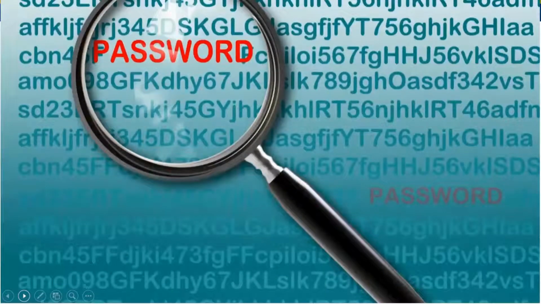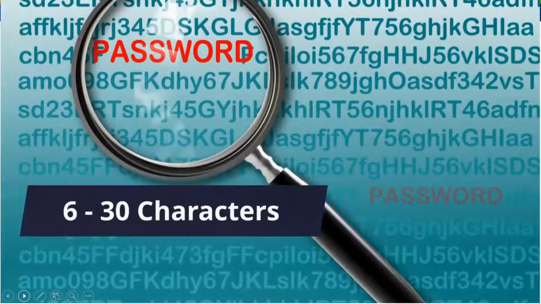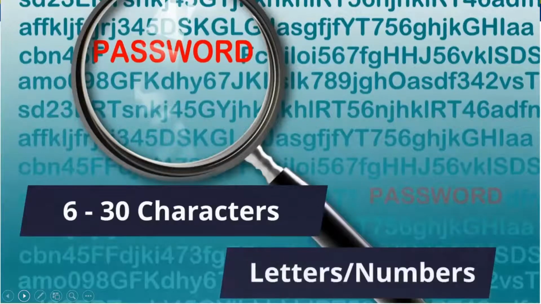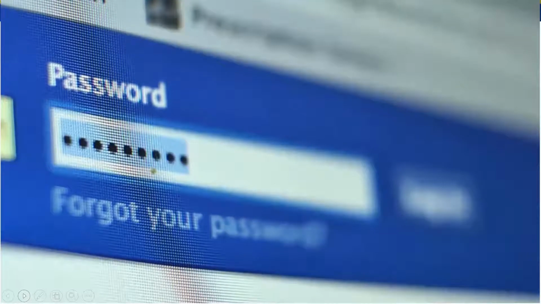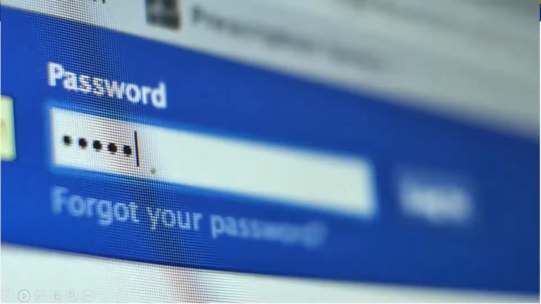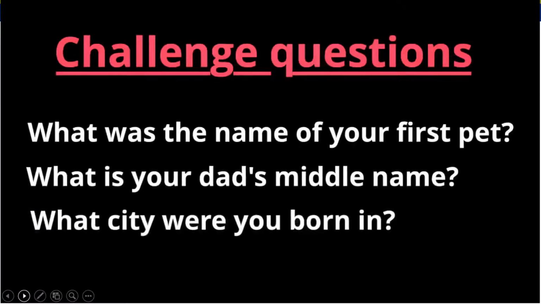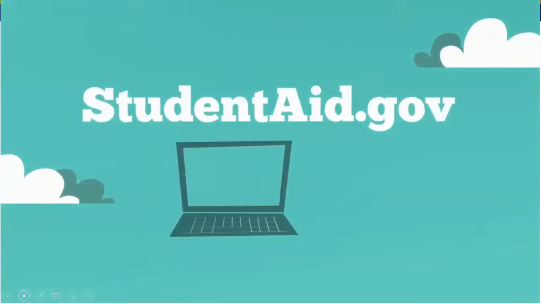When you set up your FSA ID, you'll need to create a memorable username and password. Your username must be 6 to 30 characters long, and you can use a combination of letters and/or numbers. Your password must be 8 to 30 characters long and contain characters of numbers, uppercase letters, and lowercase letters. Your password is case sensitive. You'll also need to create challenge questions and answers so you can get back into your account if you forget your login information. Give these some thought ahead of time and be ready when you sit down to create your FSA ID. Here are some examples. When you're ready, go to studentaid.gov to create your FSA ID.